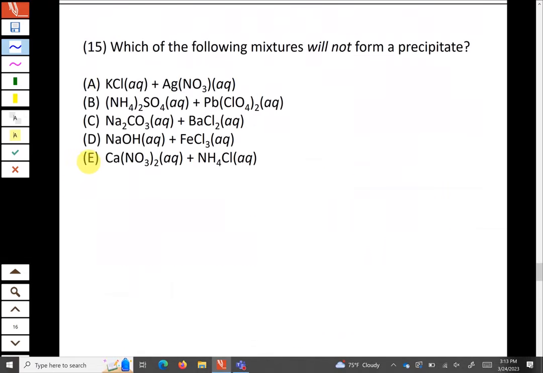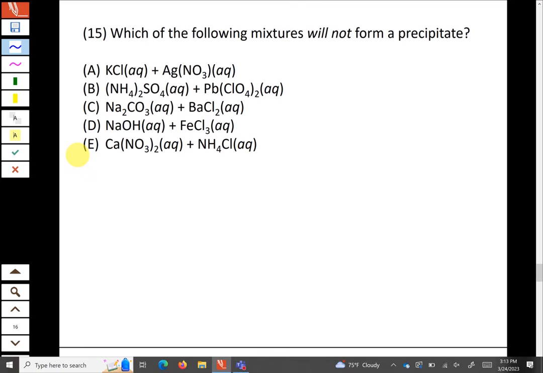All right, on to number 15. Number 15 deals with precipitation. So we learned about three different types of aqueous reactions: precipitation, acid-base, and redox. And this is the first of those, precipitation. So what we're asking here is which of the following mixtures will not form a precipitate? So in questions like this, you should know how to write balanced equations for all of these, but you don't have to go to all of those steps. You really just need to predict what are the two products that form when we swap the cations and the anions, and then are any of those insoluble?